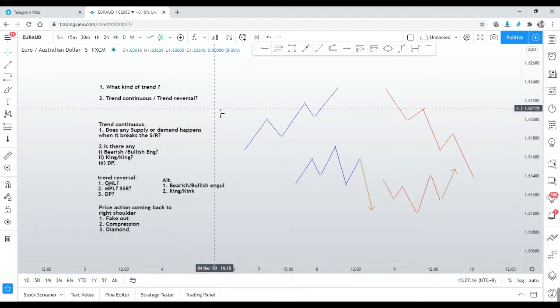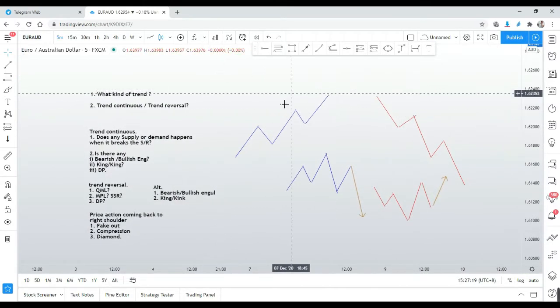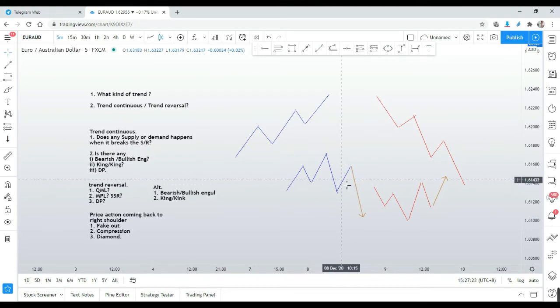If you do not know what kind of trend you are trading, most likely you will get stopped out, or your chart will give you a lot of fake, confusing or misinformation. You have to be very clear.